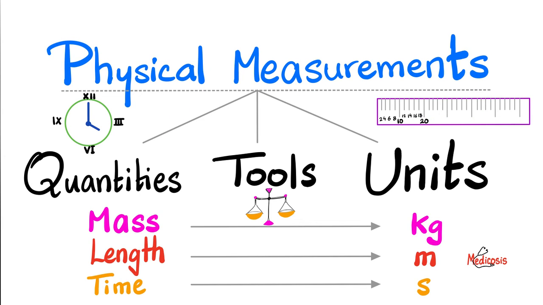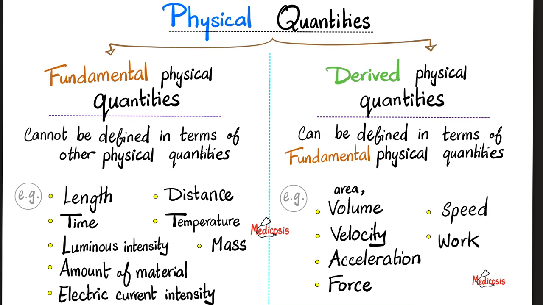Physical measurements. We have physical quantities, measuring tools, and measuring units. Force is a physical quantity. What's the tool that we use to measure it? Spring balance. And in what unit? Newtons. Physical quantities could be fundamental quantities or derived quantities. Fundamental quantities are basic. You cannot derive them from anything else. One example is time. Another is mass. But look at the derived quantities. You can derive them from something else.